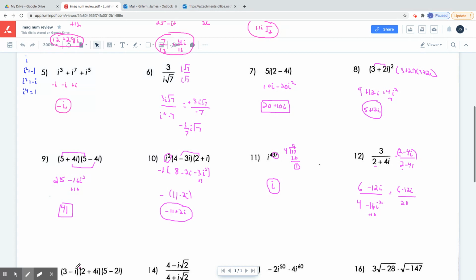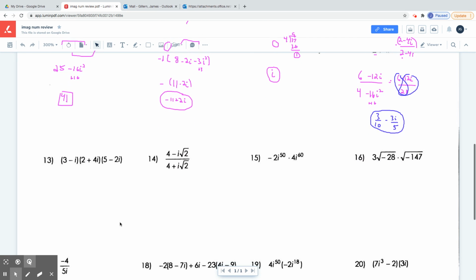But remember to split this up. So it's 6 over 20 minus 12i over 20, and we can reduce and simplify it. 6 over 20 is 3/10, and 12 over 20 is 3/5. So it's 3i over 5, or 3/5 i, however you want to write it. So 3/10 minus 3/5 i is your answer.